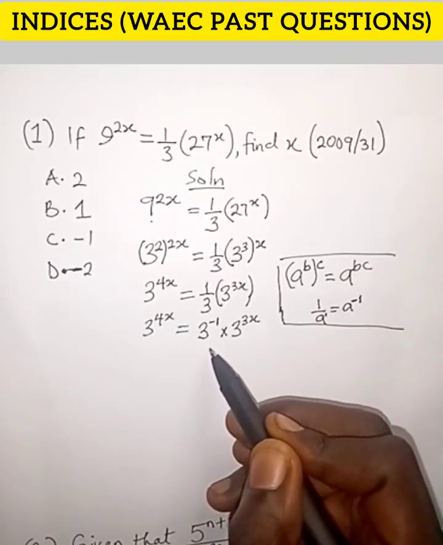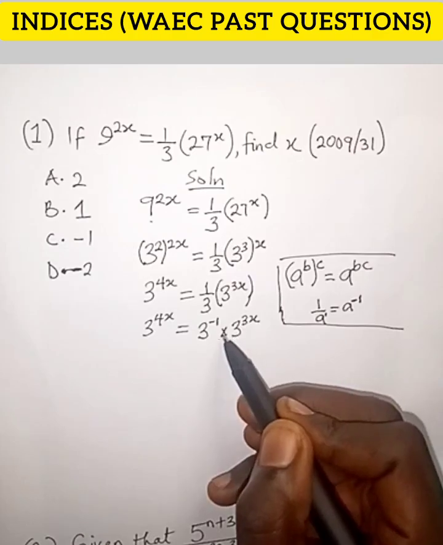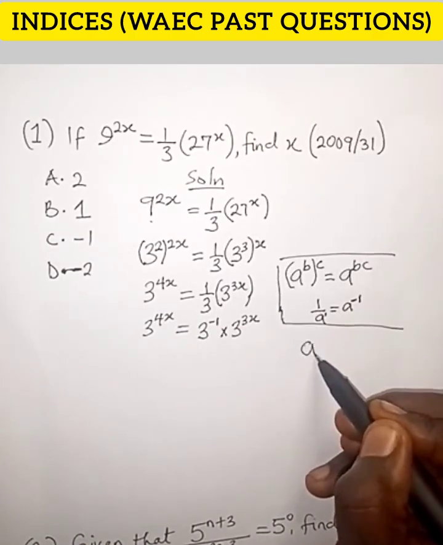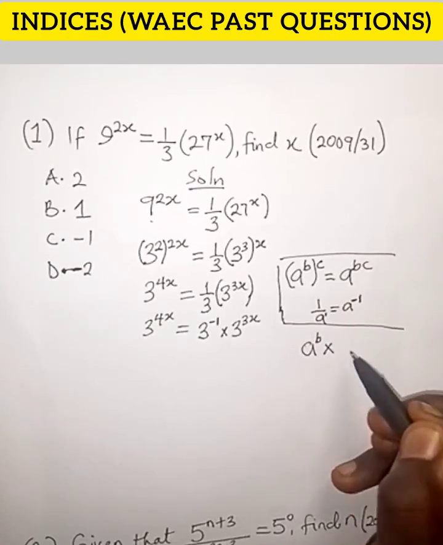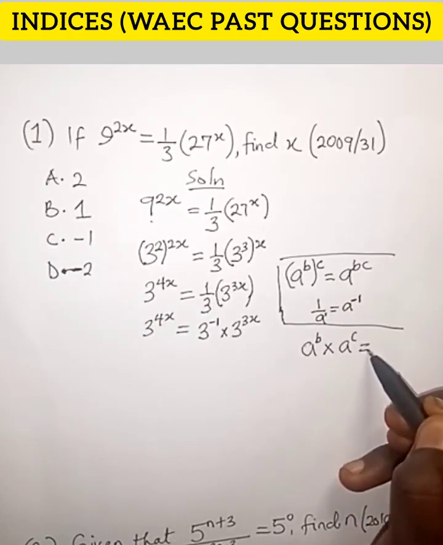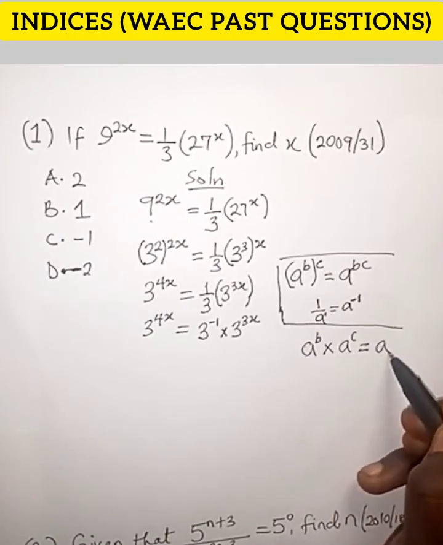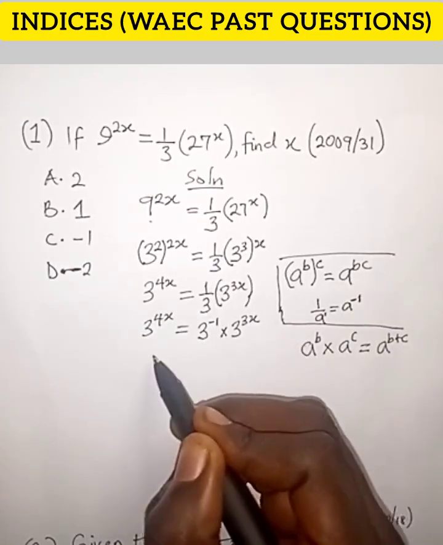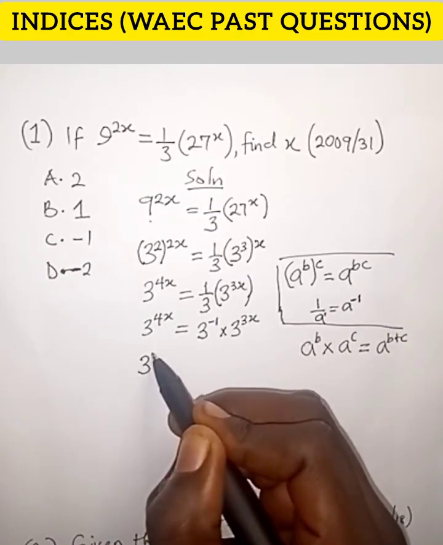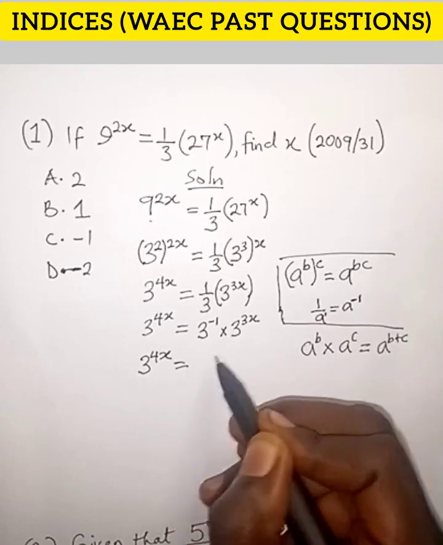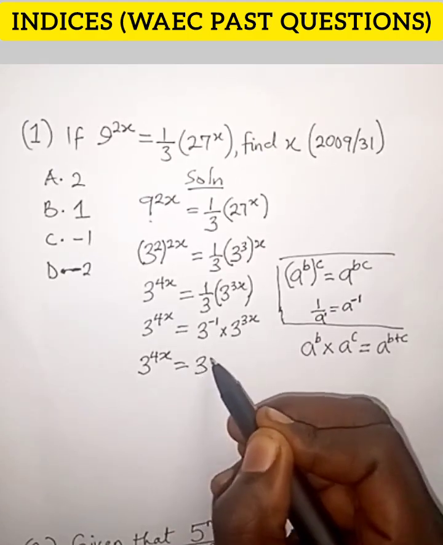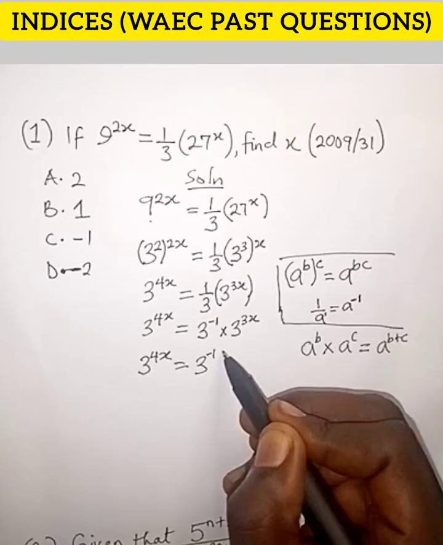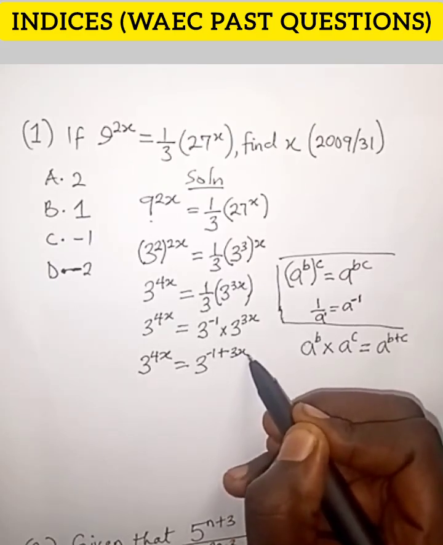Now from the law of indices, when we have the same base and multiplication, a raised to power b multiplied by a raised to power c, you pick one of the base and you sum the powers, b plus c. So we apply that same rule here. We are going to have 3 raised to power 4x equal to, I'll pick one of the base, 3 raised to power minus 1 plus 3x.